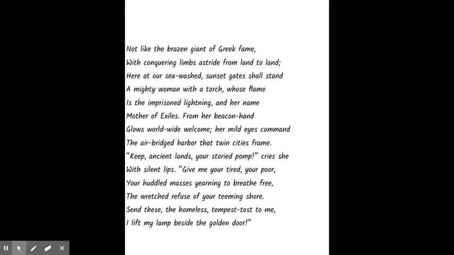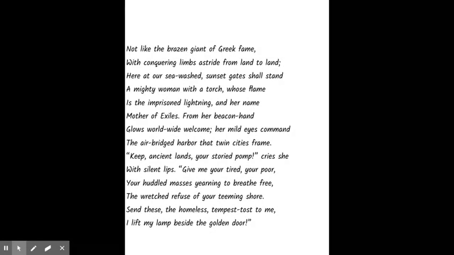Not like the brazen giant of Greek fame, with conquering limbs astride from land to land. Here at our sea-washed sunset gates shall stand a mighty woman with a torch, whose flame is the imprisoned lightning, and her name, Mother of Exiles. From her beacon hand glows worldwide welcome. Her mild eyes command the air-bridged harbor that twin cities frame.